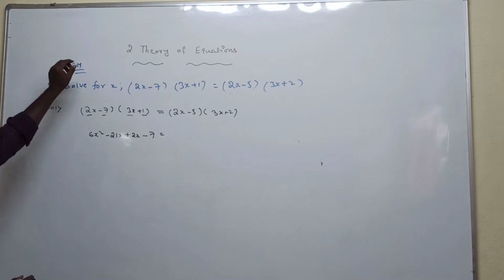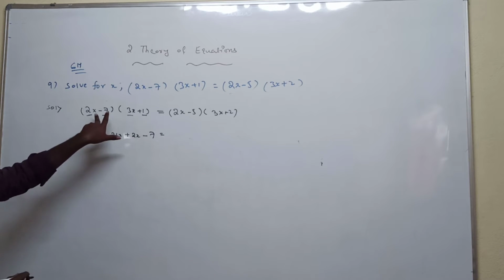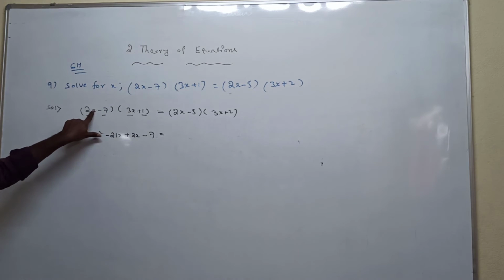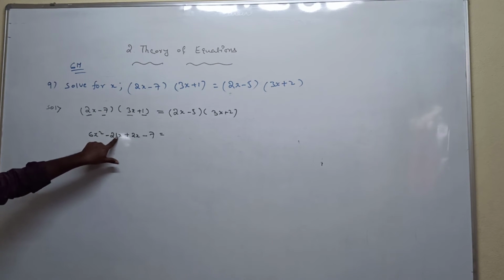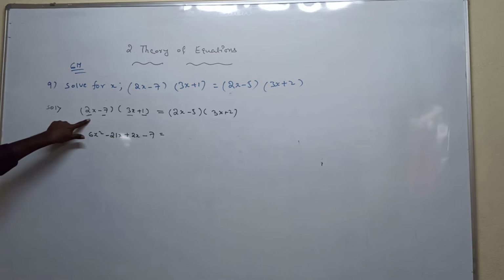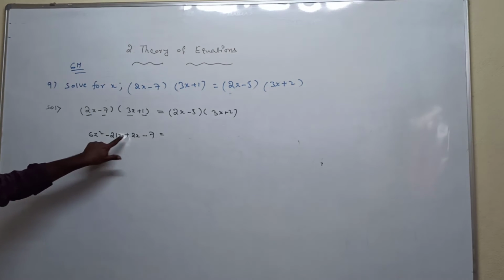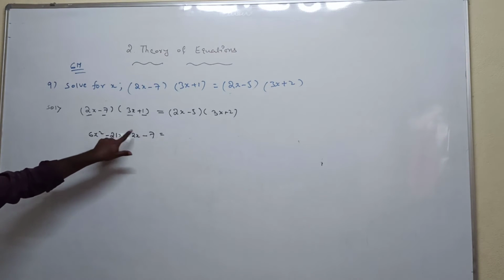See here, the first element is multiplied with both elements. 3x into 2x is 6x square, plus 3x into minus 7 is minus 21x. Next, the second element is multiplied with both elements. Plus 1 into plus 2x is plus 2x. Plus 1 into minus 7 is minus 7.